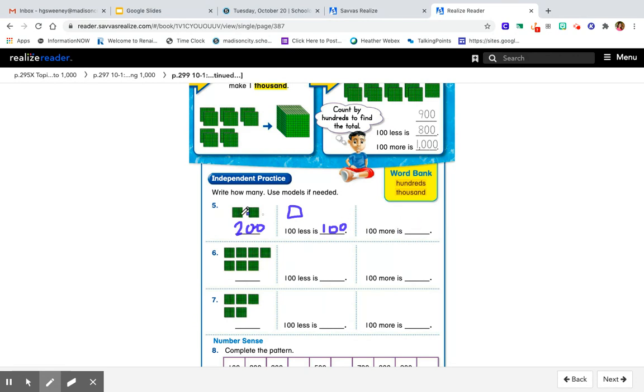Now, what is 100 more? So if I have 2 hundreds and then I add another 100 here, that would give me 1, 2, 3, 300.